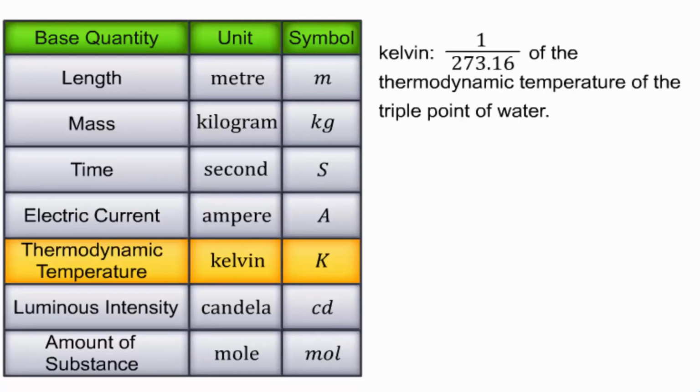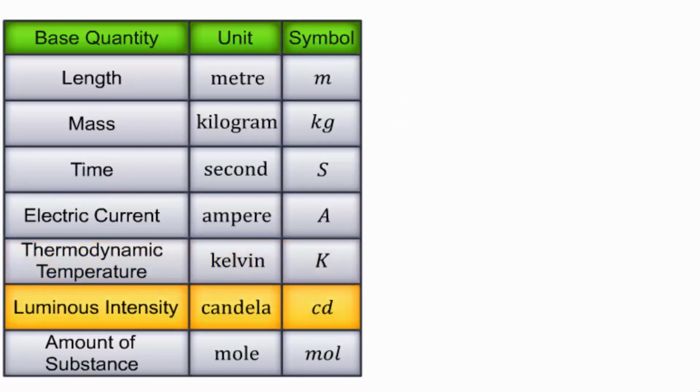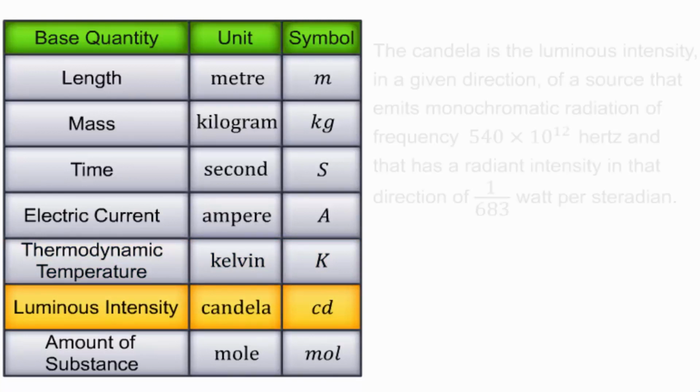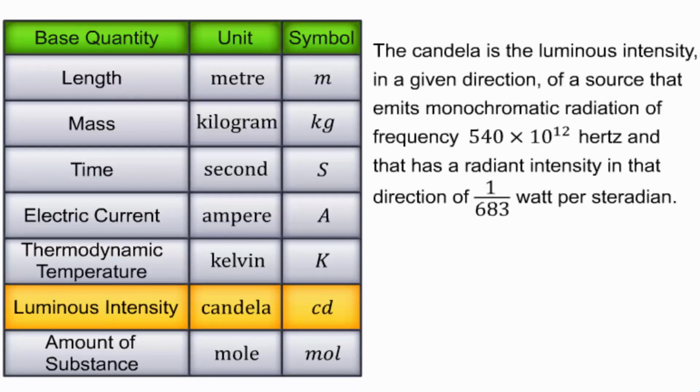Luminous intensity is measured in candela, denoted by the small letters cd. A candela is the luminous intensity in a given direction of a source that emits monochromatic radiation of frequency 540 times 10 to the power 12 Hz, and that has a radiant intensity in that direction of 1/683 watt per steradian.